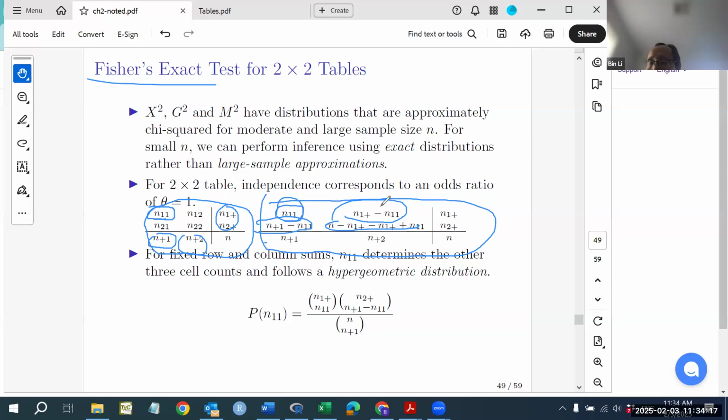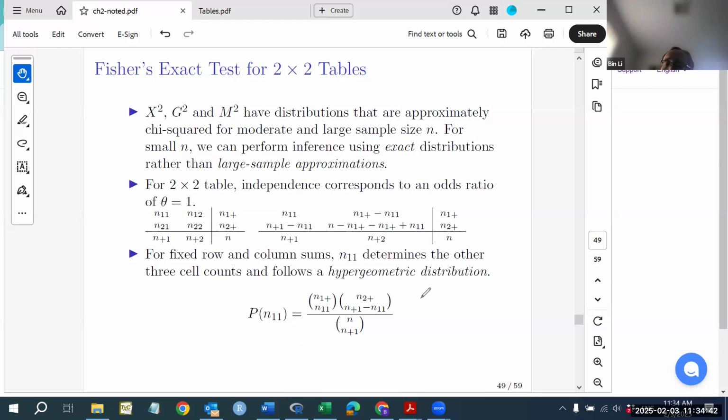And that's obvious. Why? Because what is the degrees of freedom? We have 2 by 2. So the degree of freedom is really 2 minus 1 times 2 minus 1, right? I is 2, J is 2. So the degree of freedom is actually 1. That means one cell determined, the rest of the 3 cells determined. Okay?